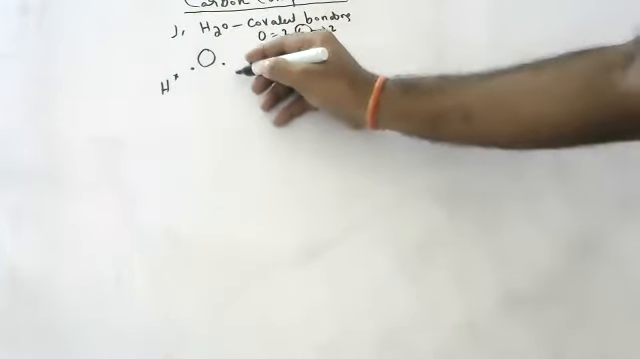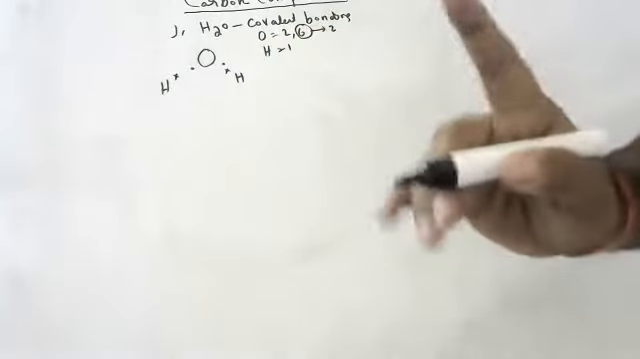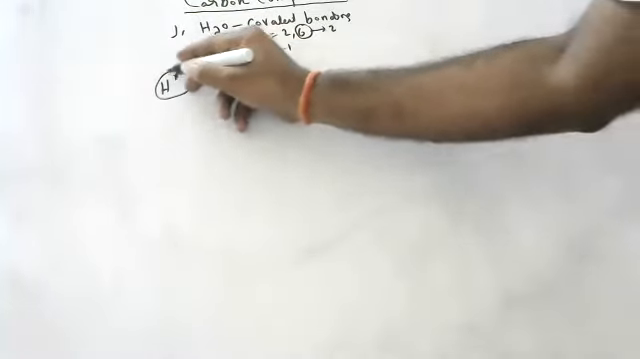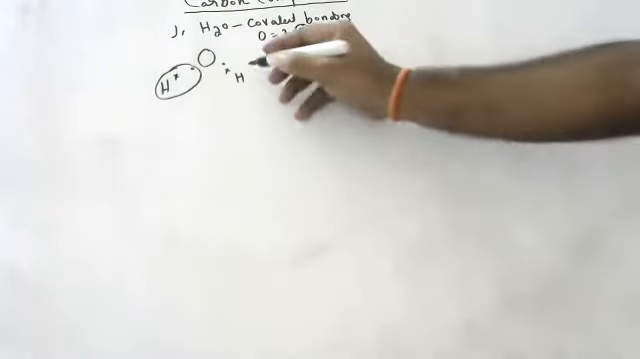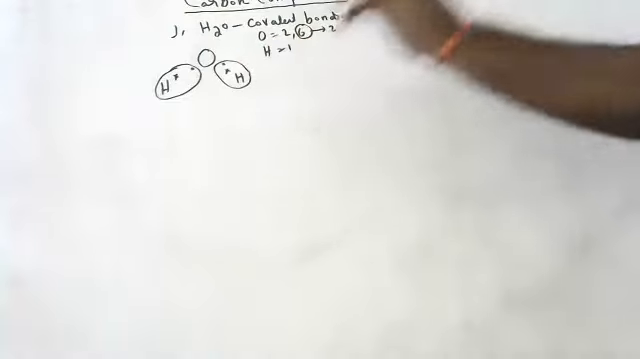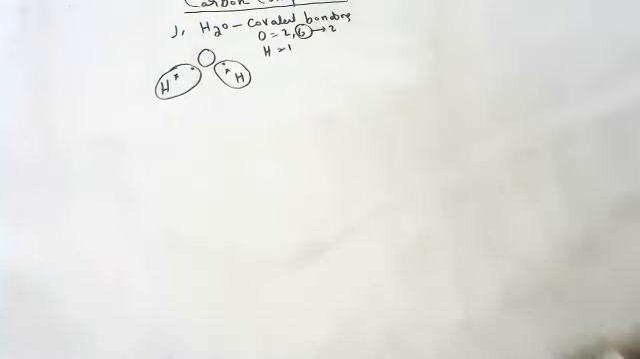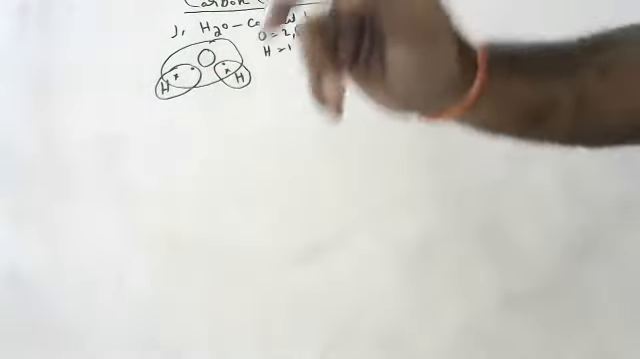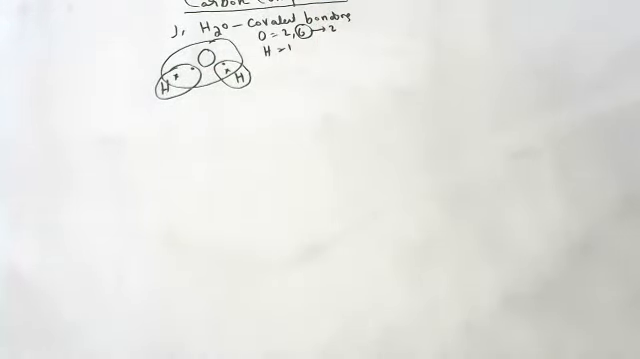This is hydrogen electron. This is hydrogen electron. No one can give, no one can take. In that case, only sharing will occur. Hydrogen will share electrons like this and it will get helium configuration. And oxygen will share like this, and it will get neon configuration. So this is how covalent bond is formed in water.